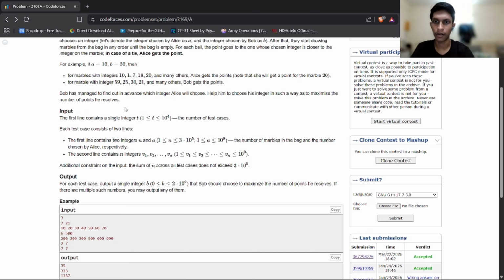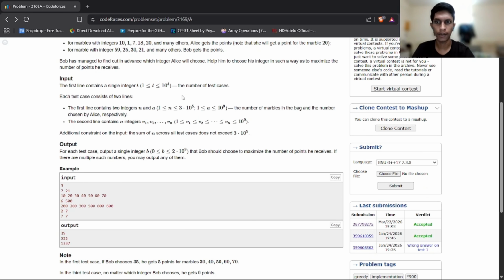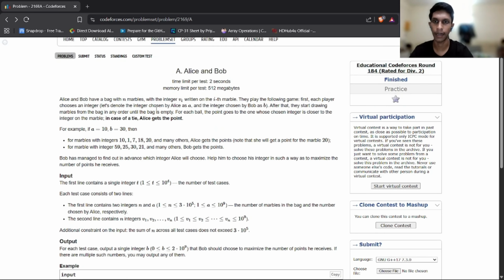Bob has managed to find out in advance which integer Alice will choose. Help him to choose his integer in such a way as to maximize the number of points he receives. Let's look at the input that we will be getting. The first line contains a single integer t, the number of test cases. Then each test case consists of two lines. The first line contains two integers n and a. N will be the number of marbles and a will be the integer chosen by Alice.